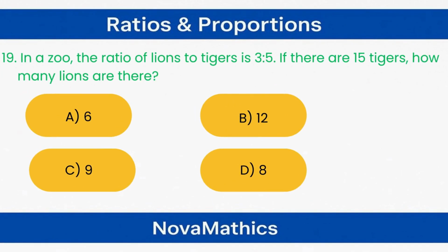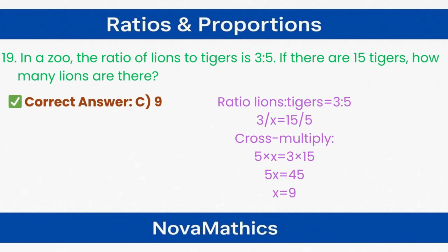19. In a zoo, the ratio of lions to tigers is 3 to 5. If there are 15 tigers, how many lions are there? 5 times 3 equals 15 tigers, so 3 times 3 equals 9 lions.